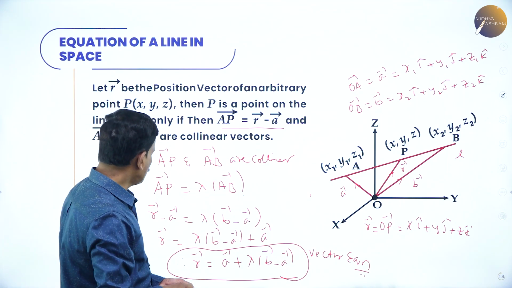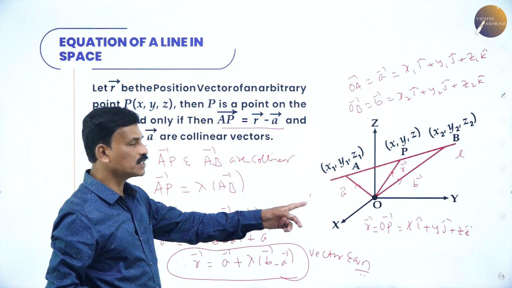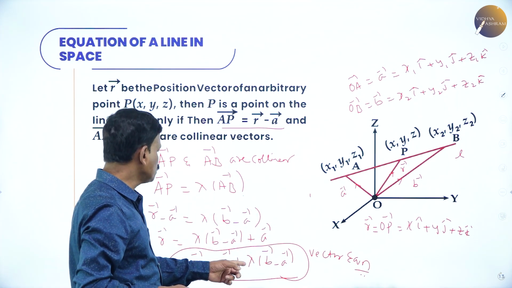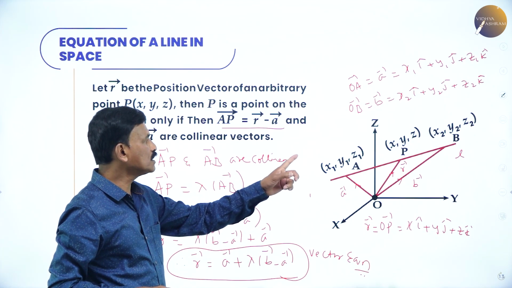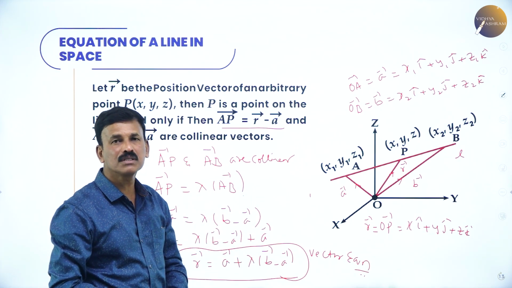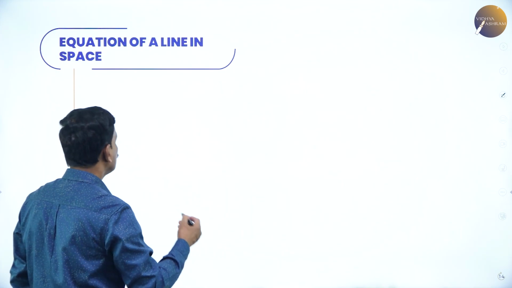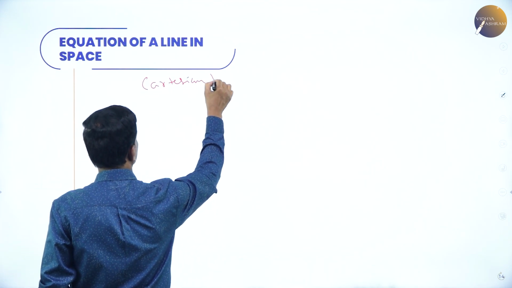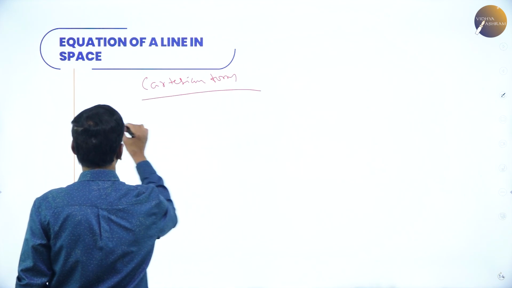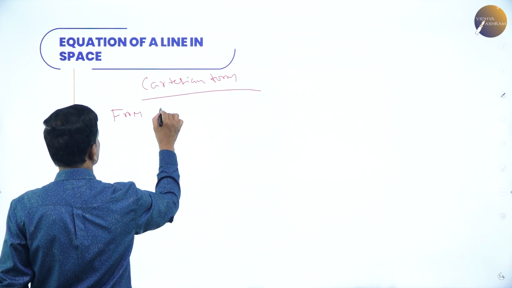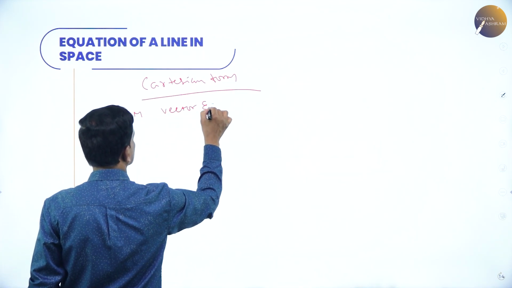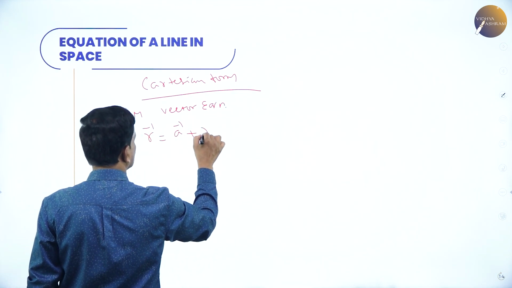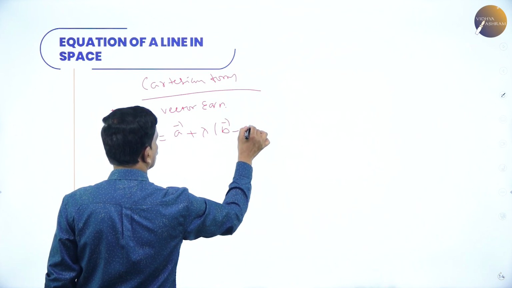So, in the Cartesian form, just substitute. What is r? xi plus yj plus zk. What is a? x1i, y1j, z1k. What is b minus a? x2 minus x1, y2 minus y1, z2 minus z1. That's it. So that is the vector to Cartesian form. Now, from the vector equation, vector r is equal to a plus lambda into b minus a.